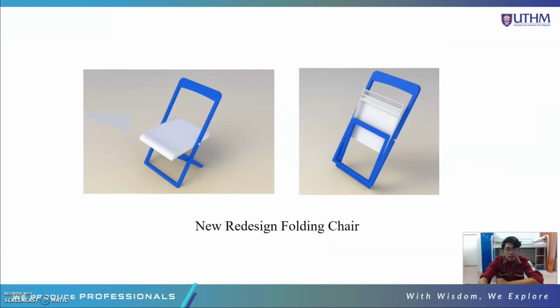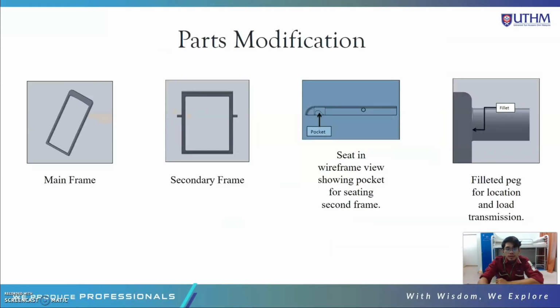And then this is the new design for our folding chair. So we can see that we use fewer parts than the original design. So the part modification is we use a main frame, secondary frame, seat in wireframe view showing pocket for sitting, second frame, and the last one is fillet pack for location and load transmission.